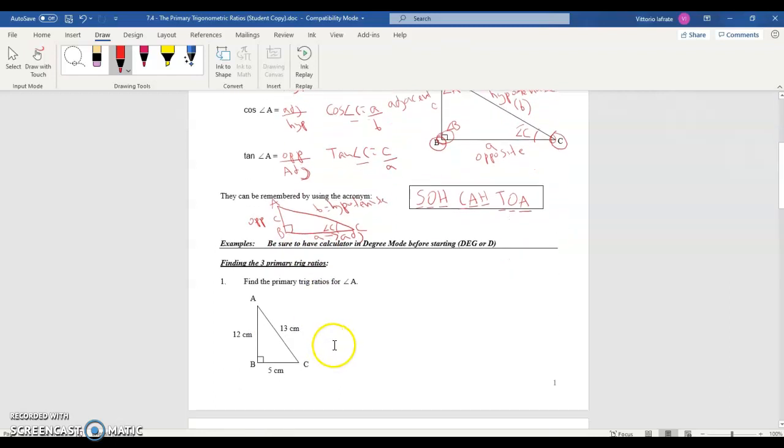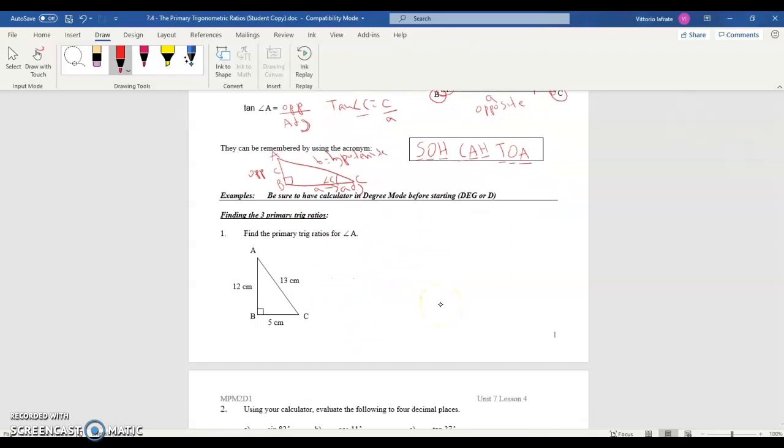So we're going to start the example over here: find the three primary trig ratios for this triangle. First thing I want you to notice, it is a right angle triangle, and we're going to do this for angle A specifically. So let's label our sides based on angle A. The side that's opposite to angle A is the one that's 5 centimeters. So this is going to be our opposite side. The side that's adjacent, touching angle A, is the 12 centimeter one. So this is our adjacent for angle A. And the one that's opposite the 90-degree angle, well, that's our hypotenuse. So that's the 13 centimeters.